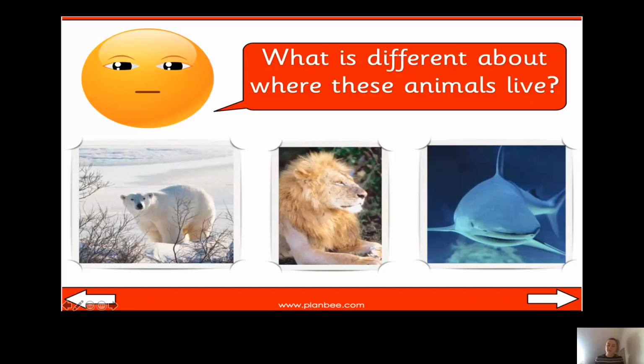Okay, so their bodies have adapted so that they can live in that particular habitat, in that particular environment. Now, what do I mean by the word adapt? Again, could you pause the video and have a think? What do I mean by adapt to an environment? Okay, so as I said, all of these animals have adapted to their environment.